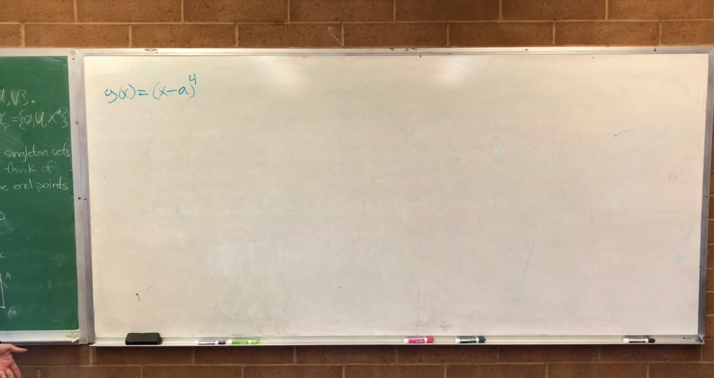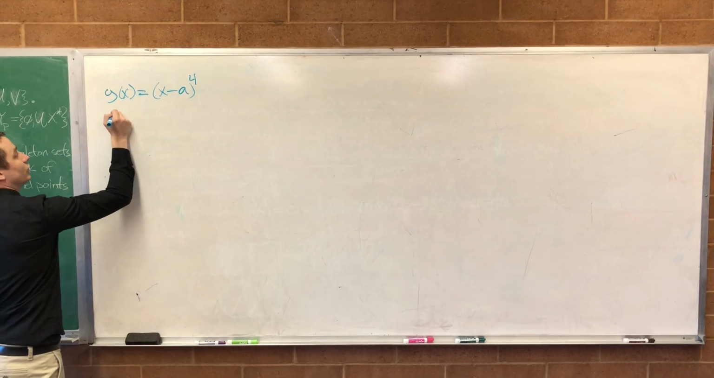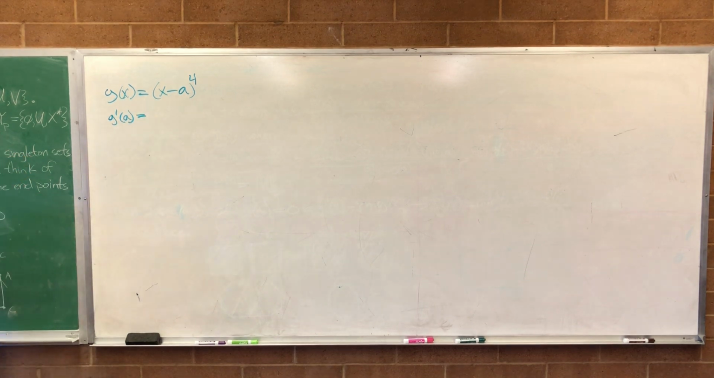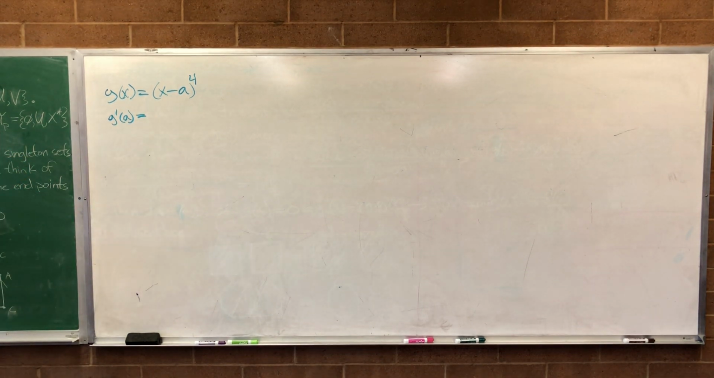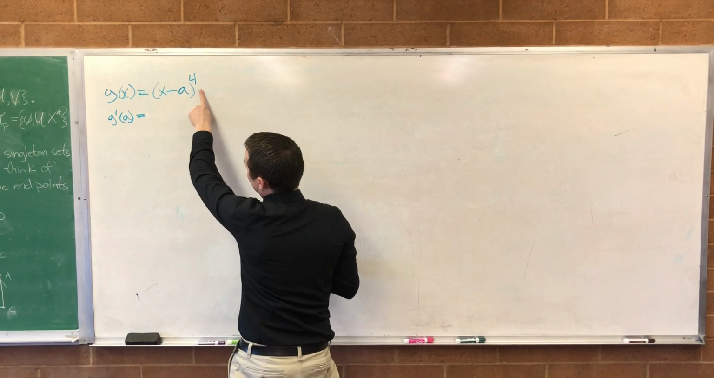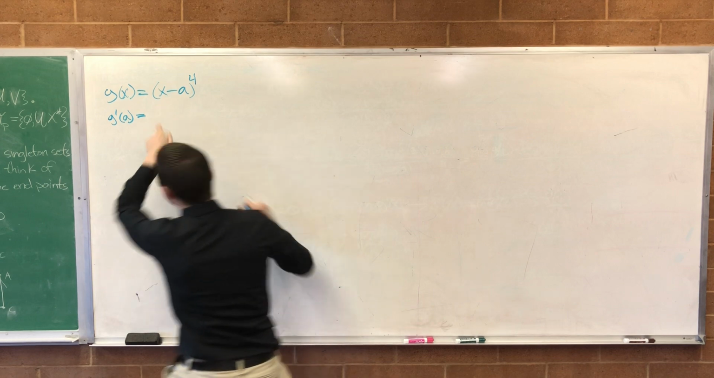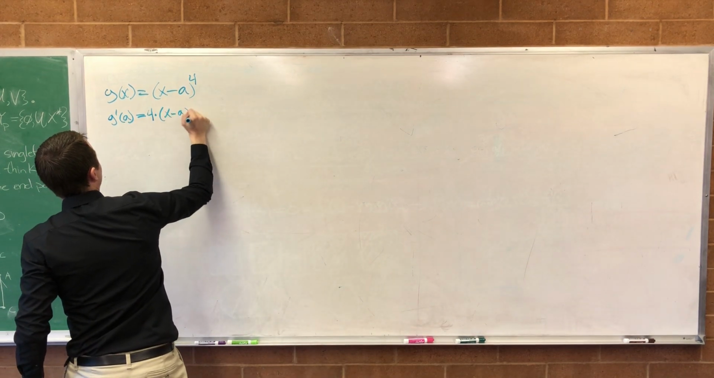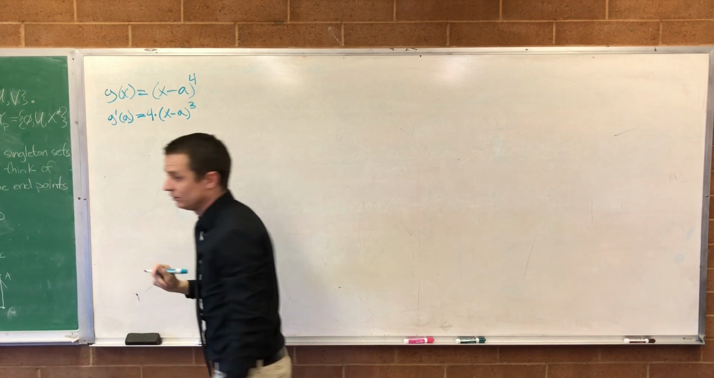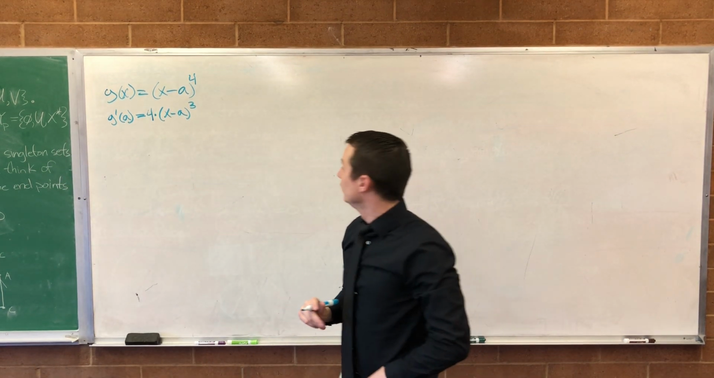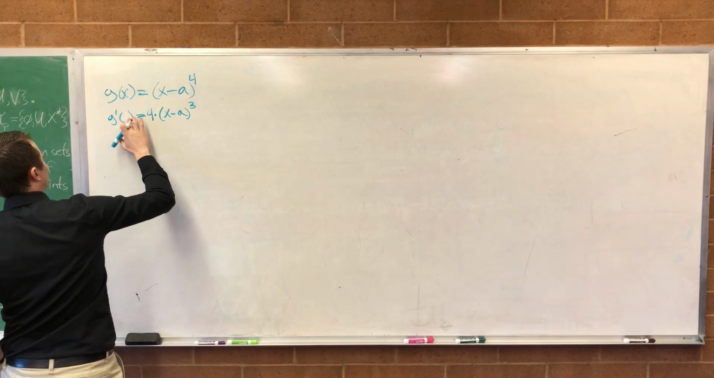Okay? Nice simple function. Let's look at g prime then at a. What's g prime of a? 0. It's going to be 0, but let's write it out all the way through. So I bring down the 4. So I get 4 times x minus a to the 3, right? Okay. Maybe before I put an a there, let's just write g prime of x.